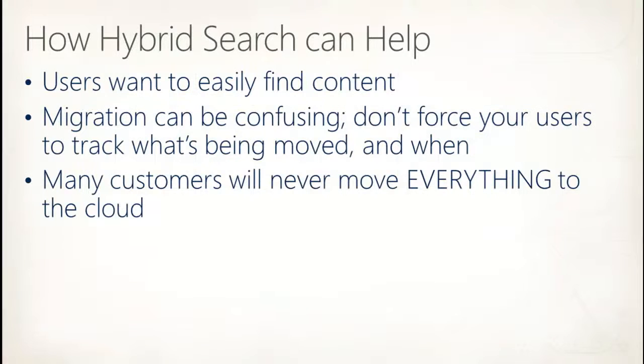So we think that hybrid can help with some of those problems. And hybrid search specifically addresses the needs of your users. They just want to find content. They want to find things that they're looking for to get their job done. They don't want to change the way that they look for stuff. And they don't really care about this whole migration thing at the end of the day. They don't want to be bothered with that. They just want to be able to get their work done. And so by creating this sort of a bridge from your on-premise environment today to Office 365, and abstracting some of the details of where the content lives at any given point in time, we think is a pretty powerful tool and set of capabilities to help make your users' lives easier.